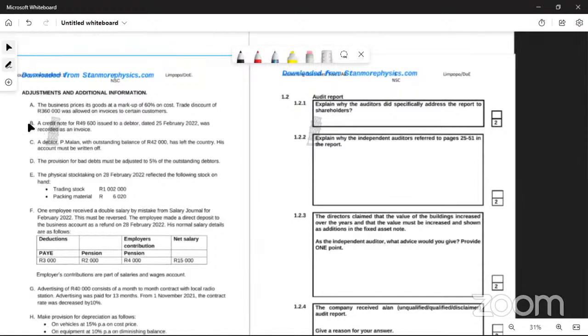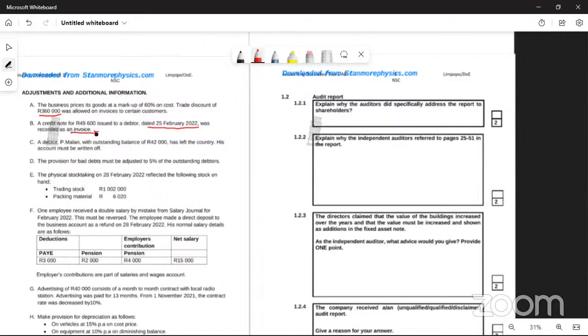The business prices its goods at a markup of 60% on cost. A trade discount of 360,000 was allowed on an invoice to certain customers. Okay, so this is a discount allowed, which is an expense. A credit note for 49,600 issued to a debtor, dated 25 February 2022, was recorded as an invoice.